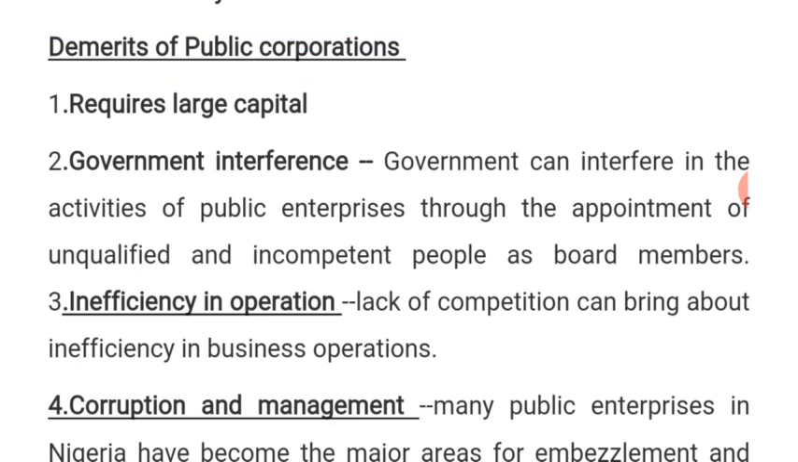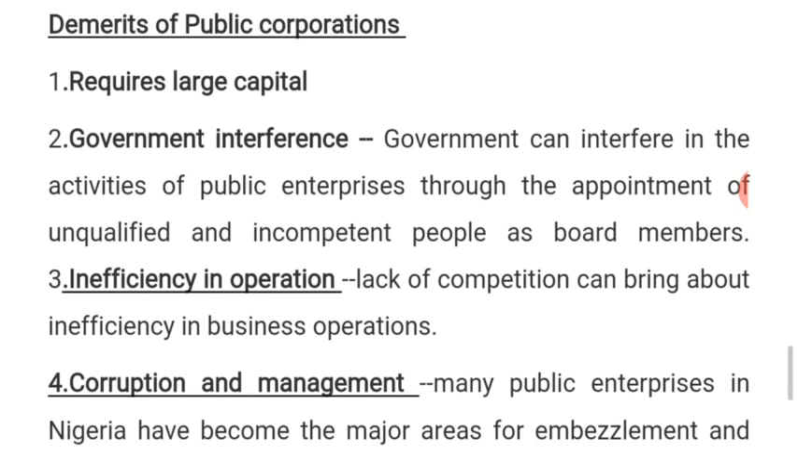Another one, government interference. Government can interfere in the activities of public enterprises through the appointment of unqualified and incompetent people as board members. They believe that those who helped them attain the power of government should be appointed into positions, and by this, those being appointed will lack merit. The principle used in appointing people into positions will be favoritism. It should not be on merit.